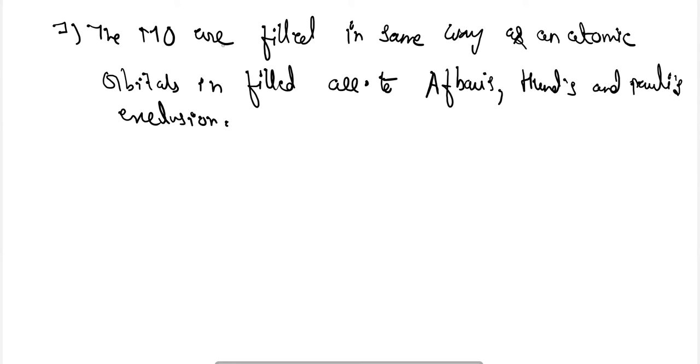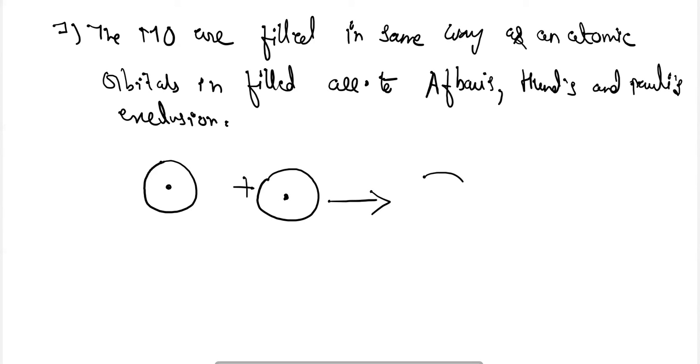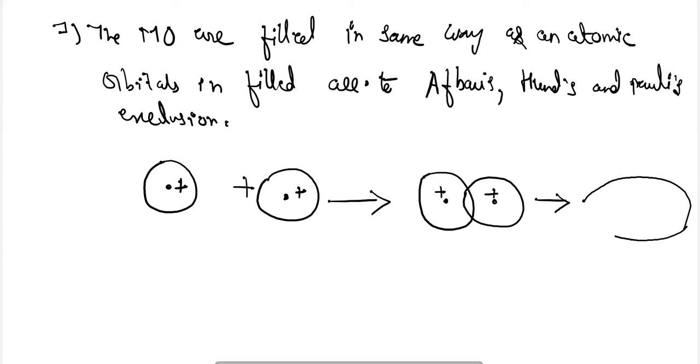Now, the linear combination of atomic orbitals. Here we will see that two atomic orbitals with two nuclei will combine with each other to form a molecule, and the molecular orbital will look something like this.